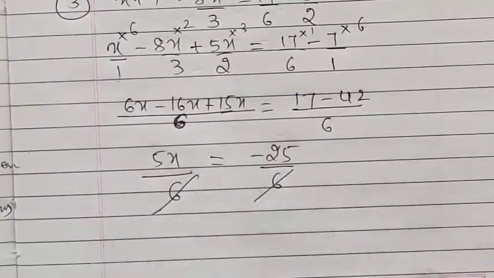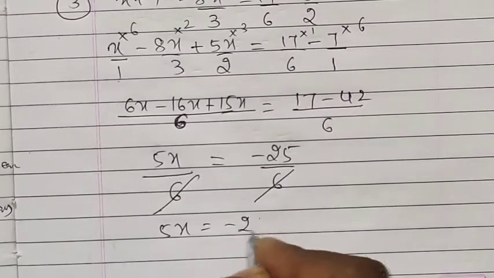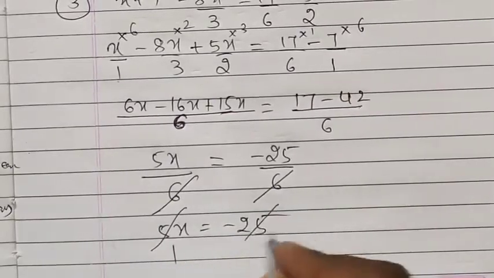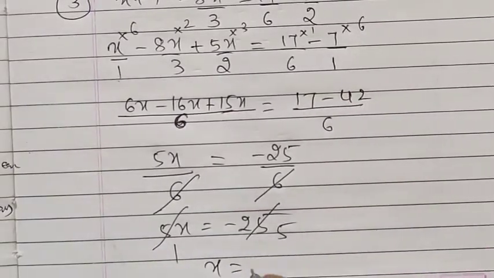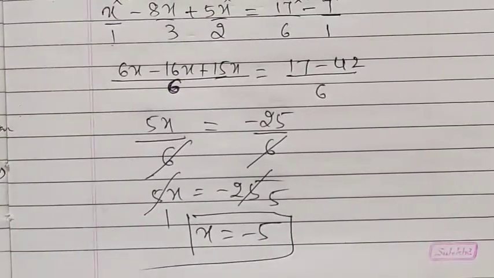This 6 gets cancelled. Next remaining is 5x is equal to minus 25. 5 1s are 5, 5 5s are 25, x value is minus 5. It completes sub question number 3.